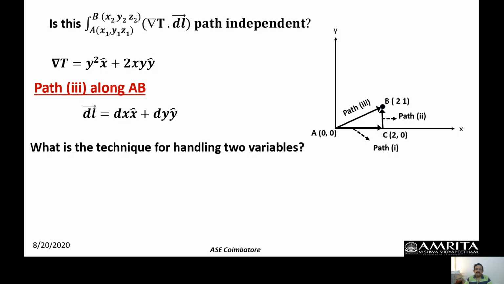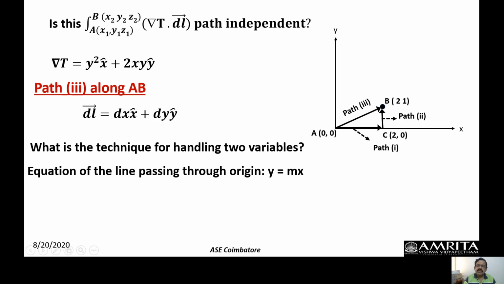The way of attacking this problem is to determine the relationship between x and y, and then once I have a relationship between x and y, I can find what dx is in terms of dy. I can either replace all y's in the equation, or I can replace all x's. Okay, so this is how I get one variable, and then the solution is straightforward.